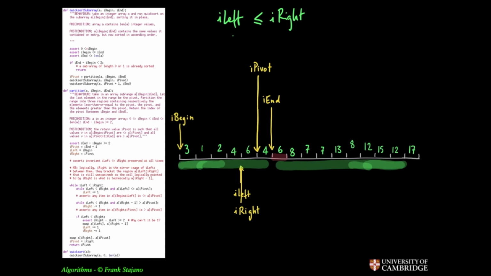And so we swap the I right with the pivot, so it's this one and this one. So we've created two regions, one region of things that are less than or equal to 4, and one region of things that are strictly greater than 4. And so we swap this element, the first element of the things that are greater than 4, with the pivot, so that the pivot is between the two regions.